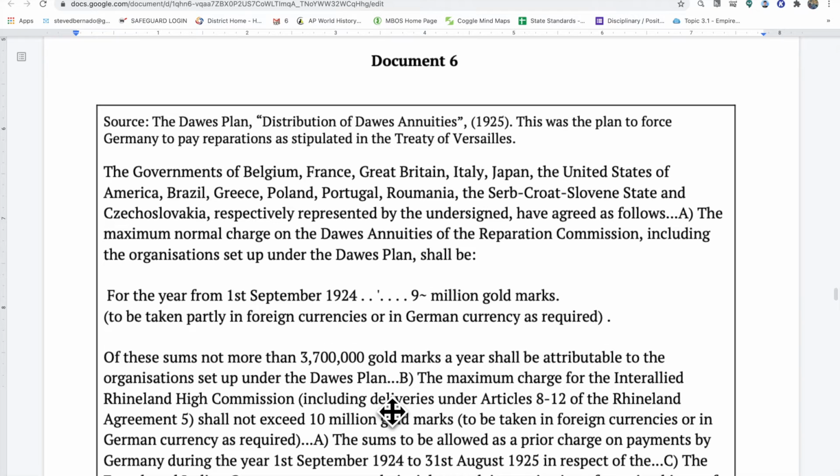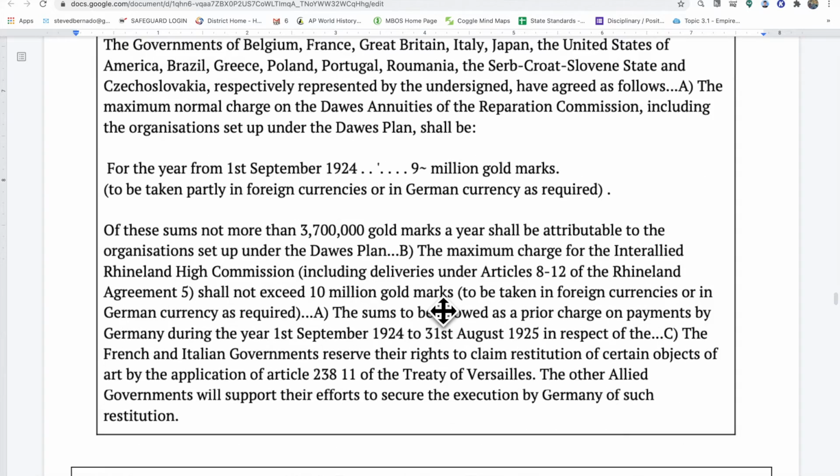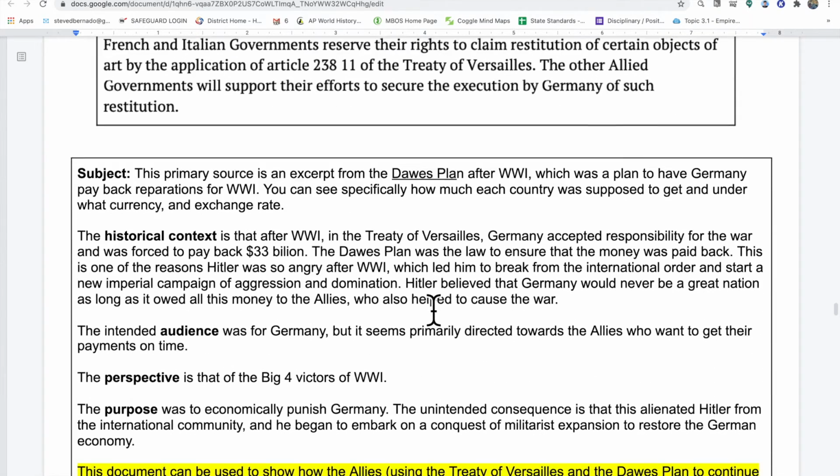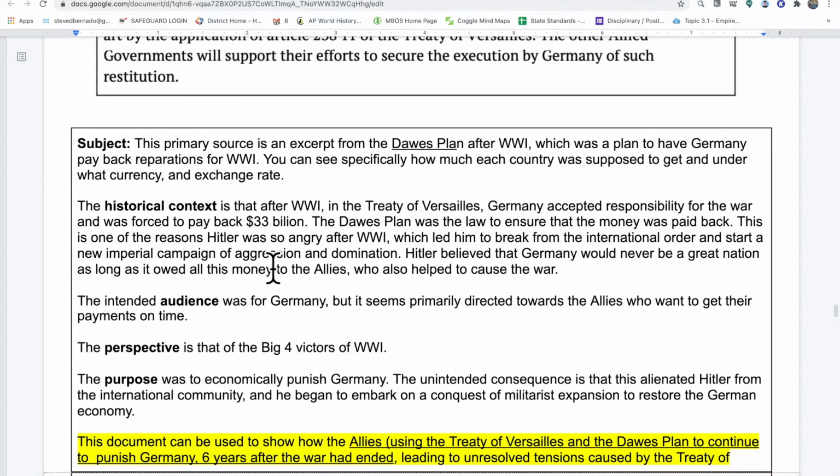Document 6. The Dawes Plan, the distribution of the Dawes annuities, right? To force Germany to pay this money. Let's take a look. The subject. This is a primary source. It's an excerpt from the Dawes Plan after World War I, which was a plan to have Germany pay back reparations for World War I.